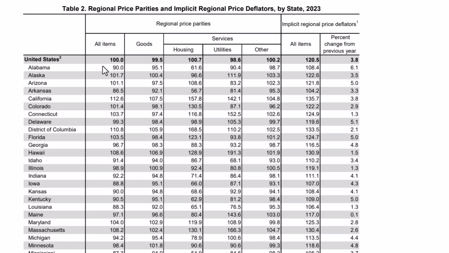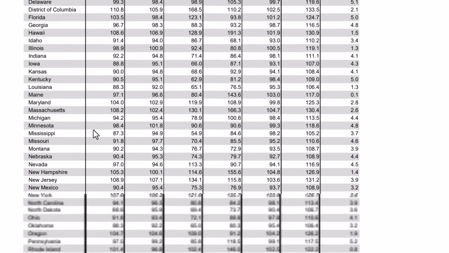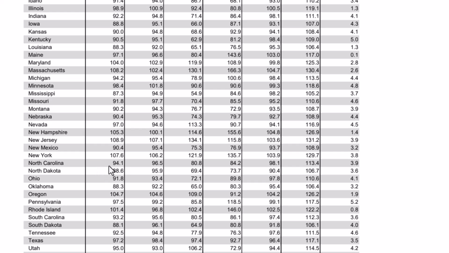If we see an RPP under 100, for example, Alabama, that state has prices lower than the national average. Alabama's RPP is 90 in the all items category, meaning that overall prices are about 10% lower in Alabama than the national average. If we look at a place like the District of Columbia, Washington, D.C., the RPP is 110.8, meaning that prices there are about 10.8% higher than the national average, which makes sense because it is entirely an urban area. We can take a look at North Carolina here, which has an RPP of 94.1, meaning that prices are about 6% lower than the national average.